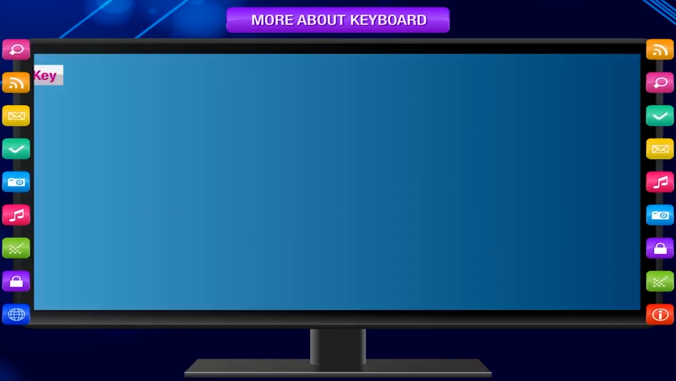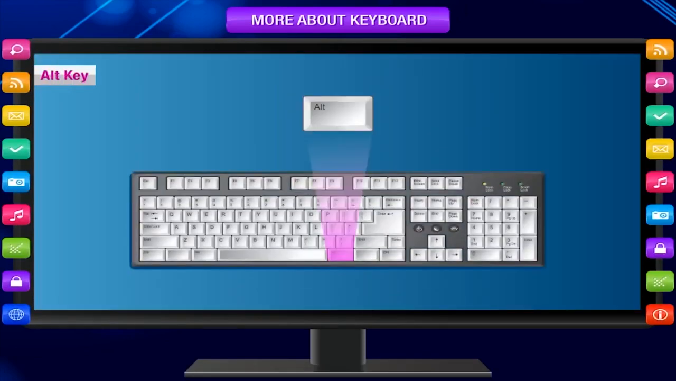Alt key. The Alt key is also used in combination with other keys, just like the Shift key. The Alt key is used with the number keys on the numeric keypad to type special symbols that are not available on the keyboard. You will learn about two other important keys, the Tab key and the Escape key on the keyboard, when you learn about word processors.